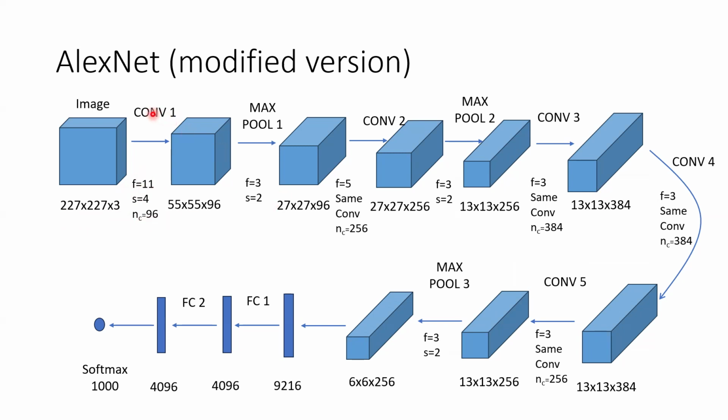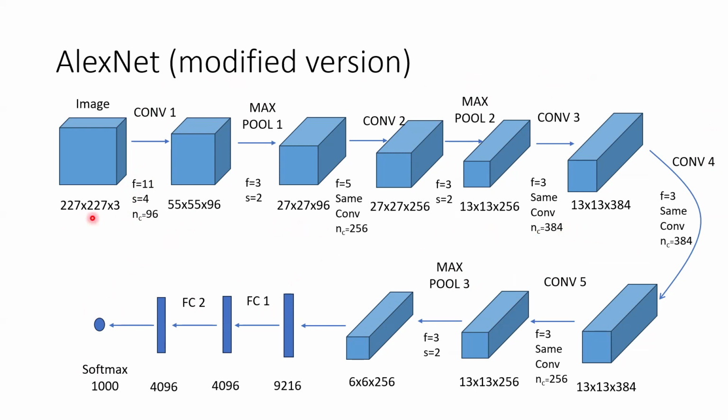And like in the LeNet, a convolutional layer, max pooling layer, convolutional layer, max pooling layer, convolutional layer, again a convolutional layer, again a convolutional layer, and a max pooling layer is used. And then two fully connected layers followed by a softmax classifier. This is also an image classifier, right?